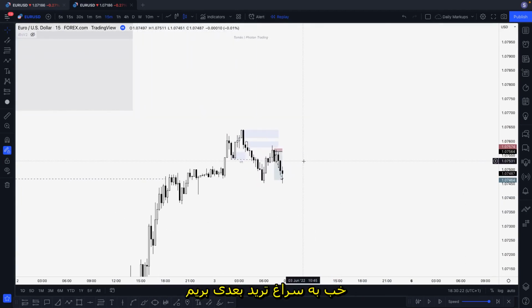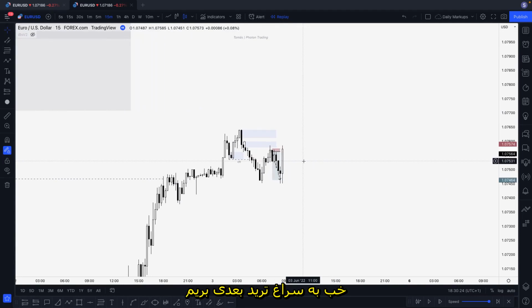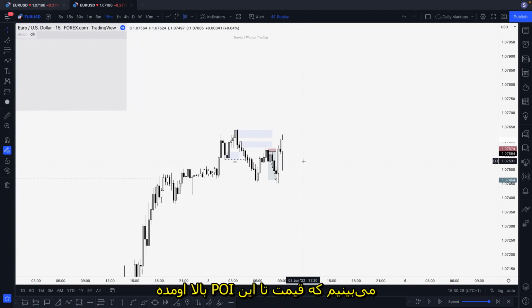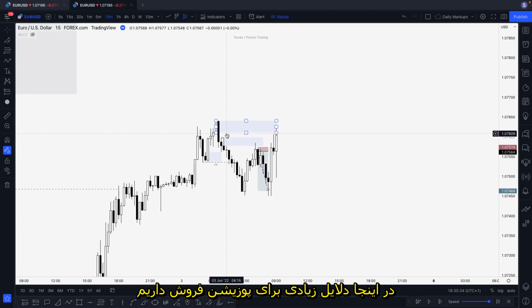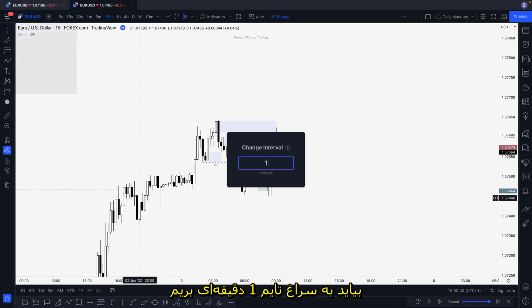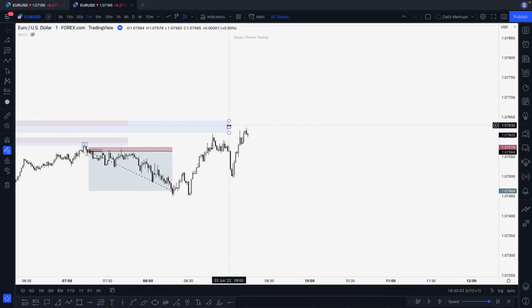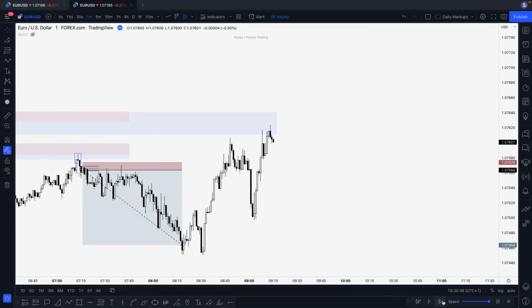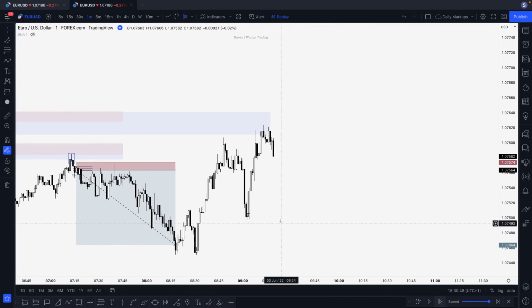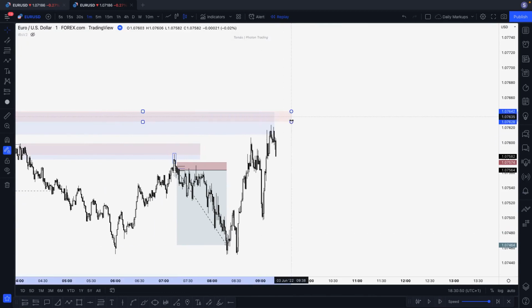Okay, so next trade. Price went to the upside, right? And then reach this POI, okay? And there is a lot of reasons to look for sells here, okay? So let's go to the M1 time frame. Okay, so let's start. So okay, let me just put something here.